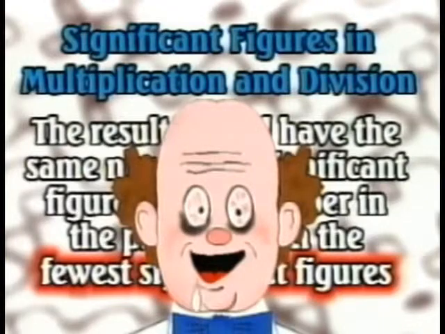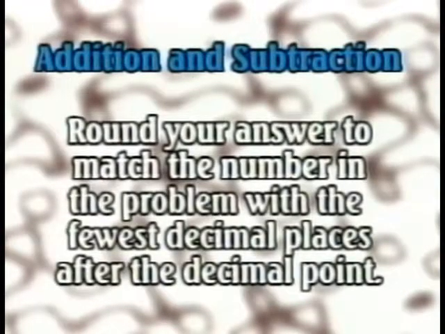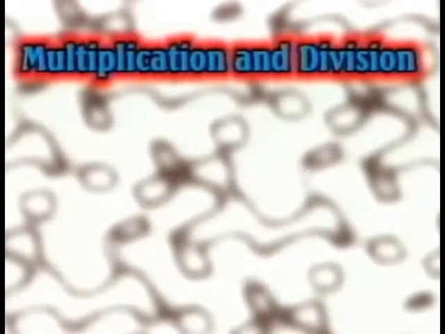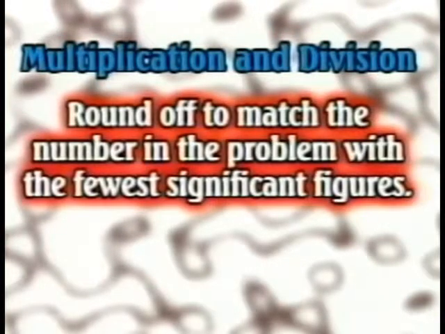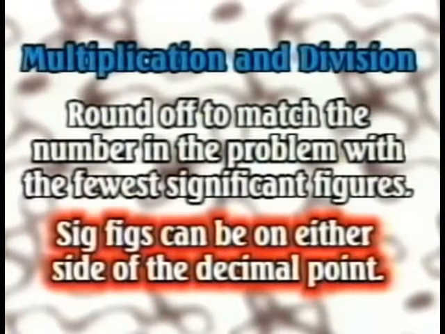Get the difference? With addition and subtraction, we rounded our answer off to match the number in the problem with the fewest decimal places after the decimal point. Multiplication and division answers are rounded off to match the number in the problem with the fewest significant figures, which can be on either side of the decimal point.